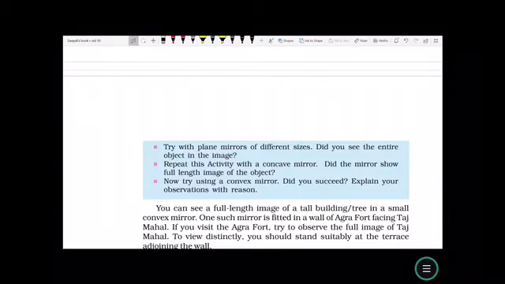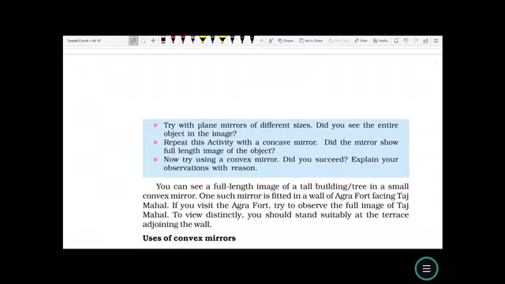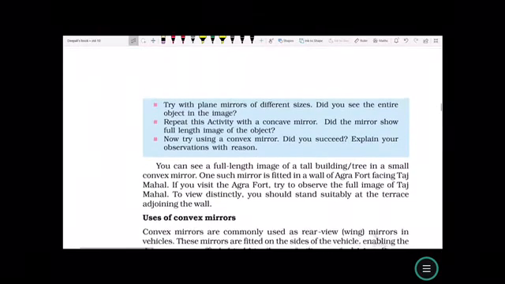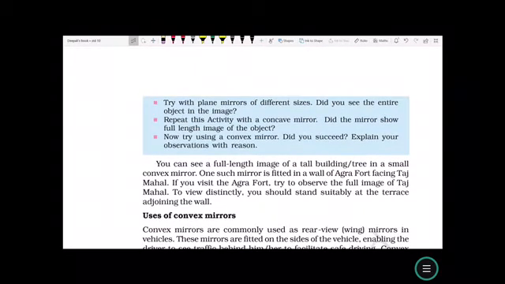Repeat this activity with a concave mirror. Did the mirror show a full length image of the object? Now try using a convex mirror. Did you succeed? Explain your observation with reason.